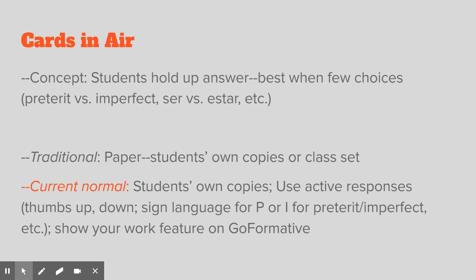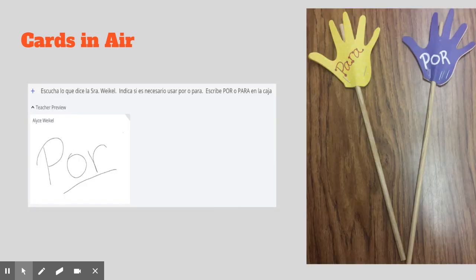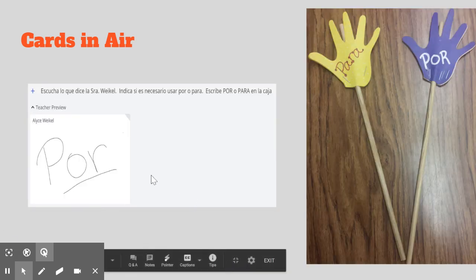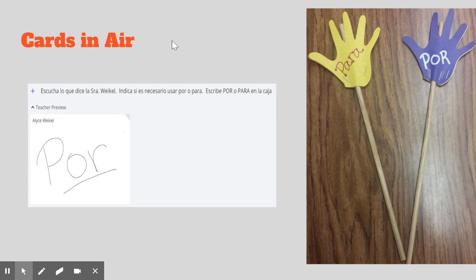Another great option is the Show Your Work feature in GoFormative, which again is part of the free GoFormative version. That's what I have here on the left. I set a sentence aloud for students in the classroom, and then I also have students virtually at the same time. So I say a sentence aloud for everyone to hear, both in the classroom and virtually, and then they just write on their Show Your Work, do you need por or do you need para? The two words for for.